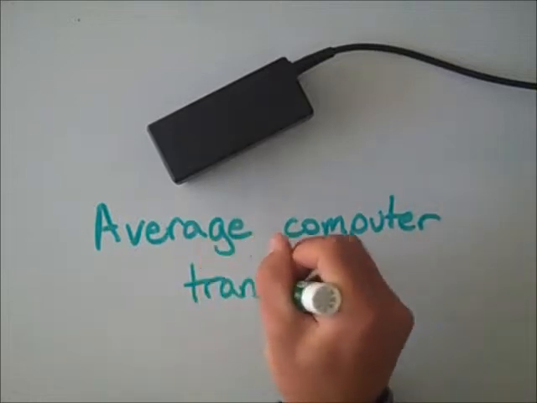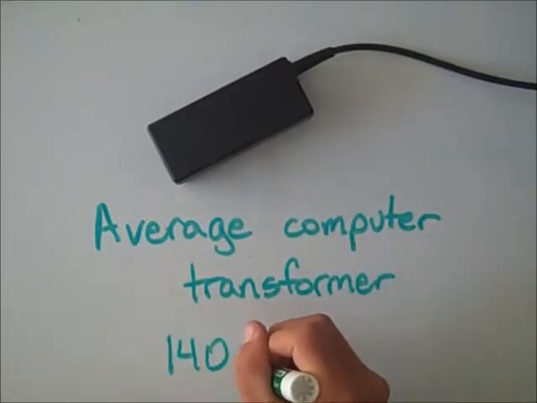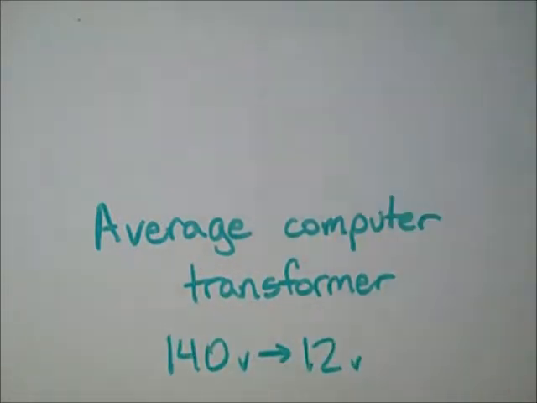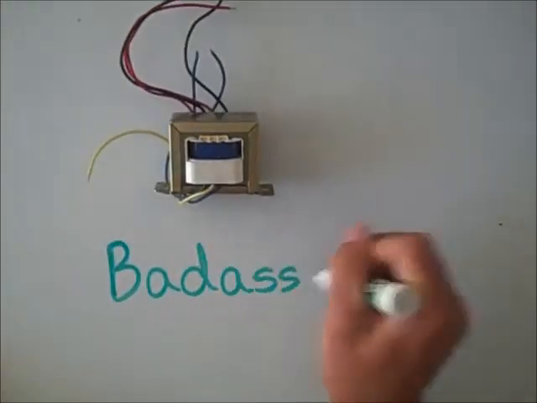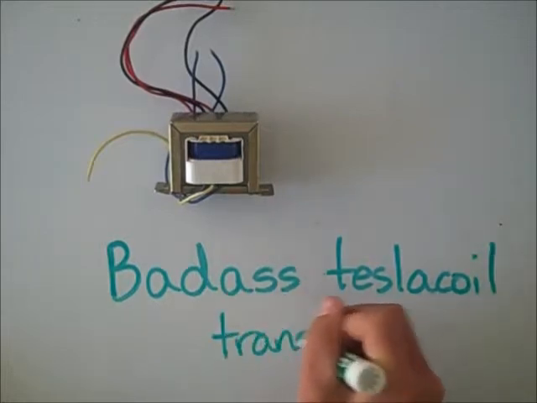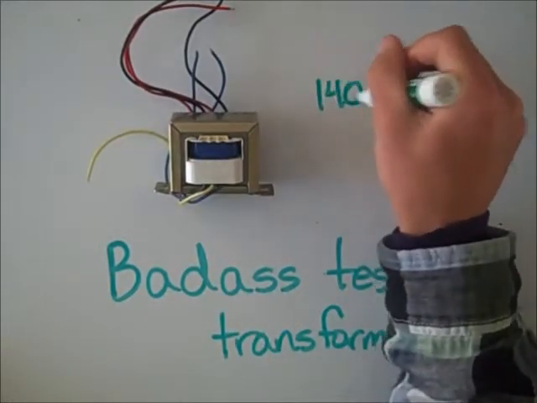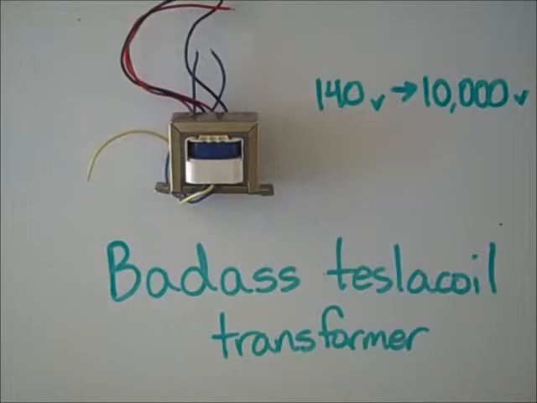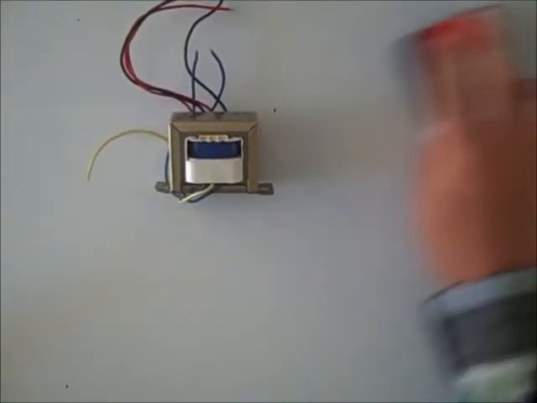Oh, that by the way is a transformer. Transforms the voltage. Now since computers use 12 volts, whereas your house gives out 140, you don't know what that. Now here is an awesome, badass Tesla coil transformer. This is if you say want 10,000 volts and want to transform your average household voltage into a 10,000 volt.